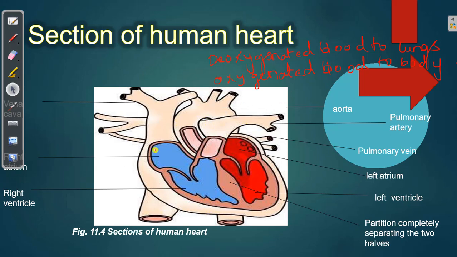Now if you see, the right side of the heart is blue in color, which means the right side of the heart always carries deoxygenated blood, whereas the left side of the heart always carries oxygenated blood. Everyone has to remember that the right side of the heart will always have deoxygenated blood, hence you can color it blue, whereas the left side of the heart has oxygenated blood and hence you can color it red.